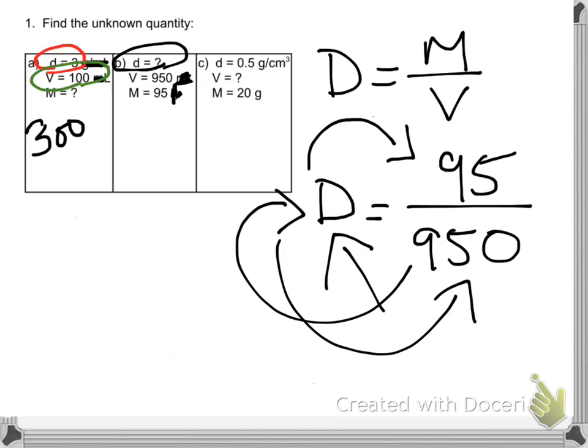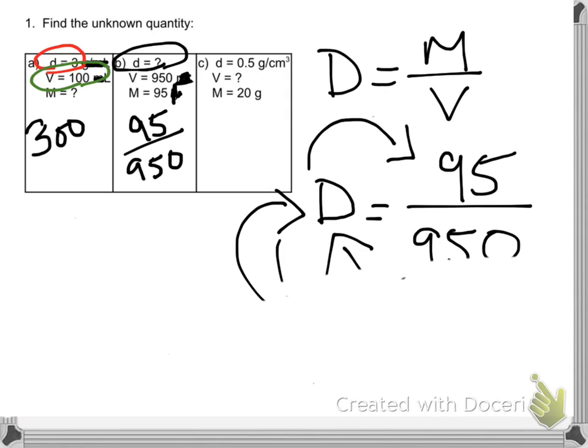I know I confused you with all the arrows. The answer is 95 over 950. Now, 95 over 950 is most definitely not the answer you would write in science class. It's the answer you would write in algebra class, and let's try to understand why.